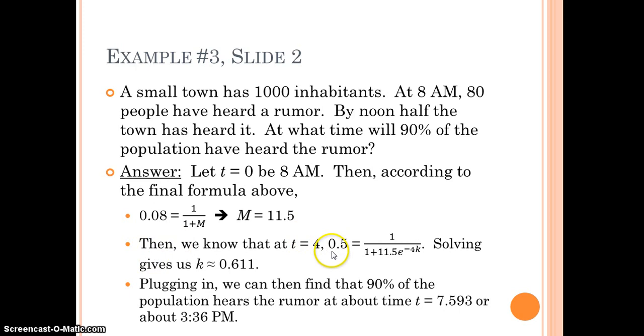We also know at time 4, that would be noon, half the people have heard the rumor. So we plug in 0.5 for our proportion, and we plug in our time 4, and that'll allow us to solve for k equal to 0.611. Plugging that in, we can then find that 90% of the population hears the rumor at about time t equal to 7.593, which is about 3:36 p.m. What amazing precision.